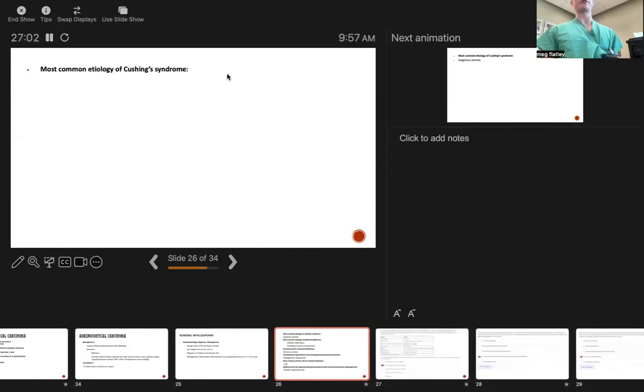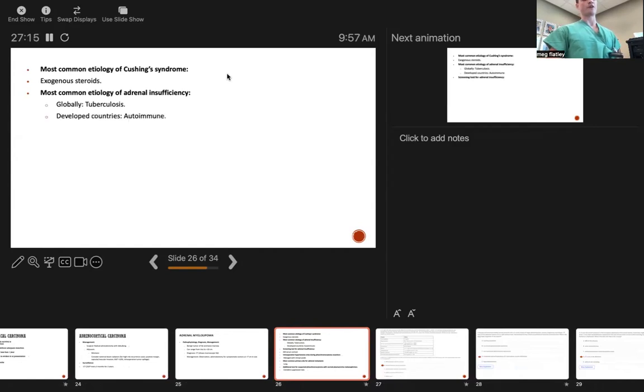Most common etiology of Cushing syndrome, we talked about this. Exogenous steroids, good job. Most common etiology of adrenal insufficiency. Anyone know? So globally, it's tuberculosis. How about in the United States? Autoimmune, great.